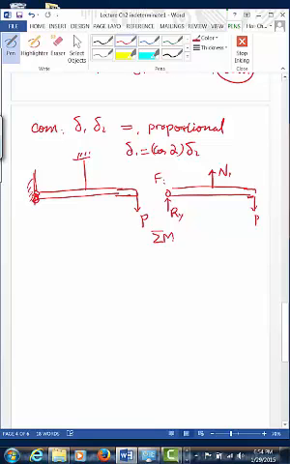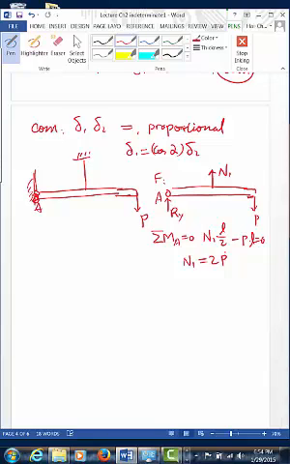That is sigma M about this point A equals 0. That gives you N1 times this distance, which is half L, minus P times L, equals 0. So that gives us N1 equals 2P immediately. So we can find N1 with the equation of equilibrium, therefore it's determinate. So you find N1 and you calculate the elongation.